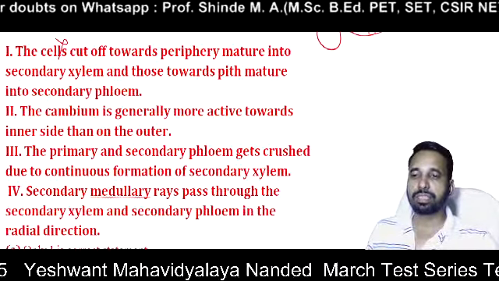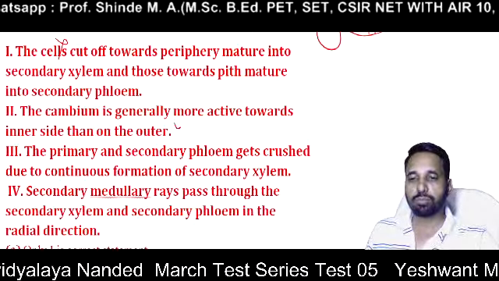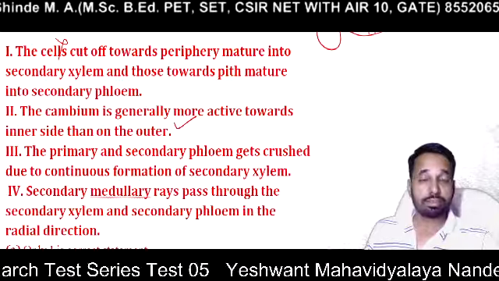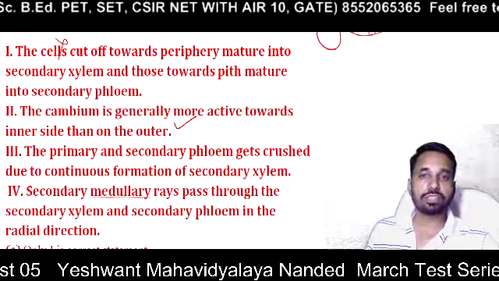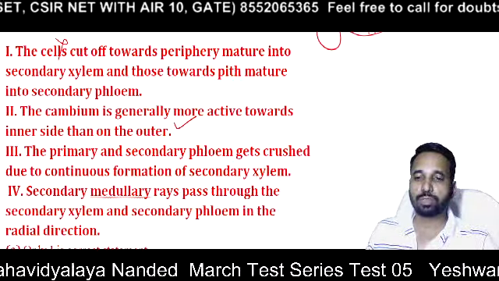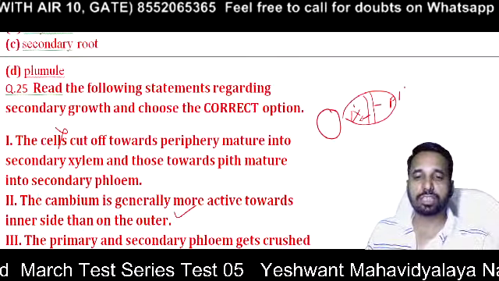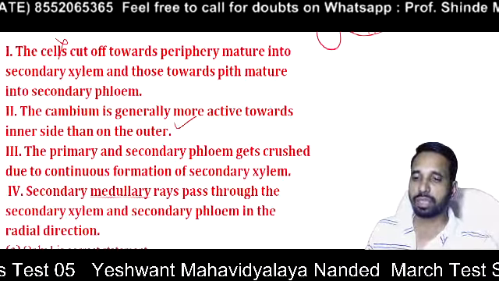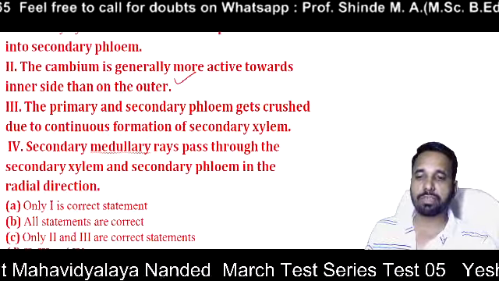Look at the second statement. The cambium is generally more active toward inside than the outer side. Yes, this is true that more cells are added toward the xylem side, that is toward the pith side. And I remember I've told you, even though more cells are added toward the inner side, more pressure is exerted on the outer side. So the primary and secondary phloem get crushed due to continued formation of secondary xylem. Just as I told you, pressure is exerted on the outer side, that is phloem, and that is why the secondary phloem gets crushed onwards.